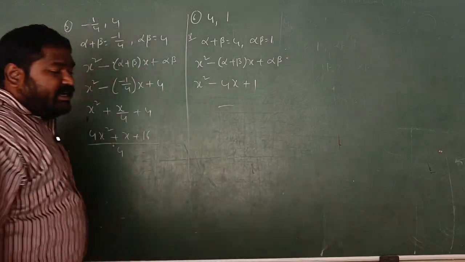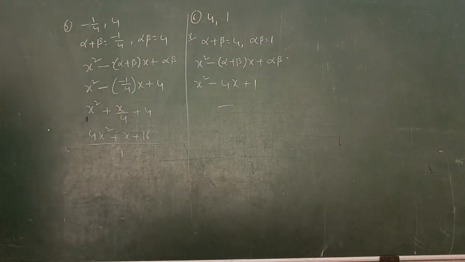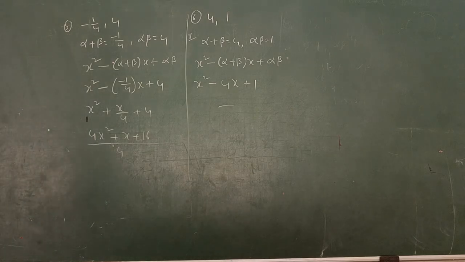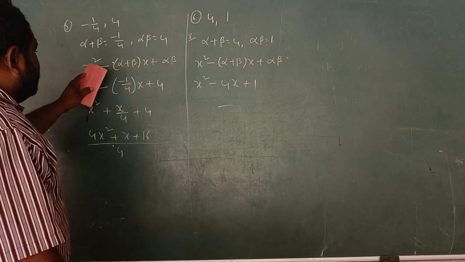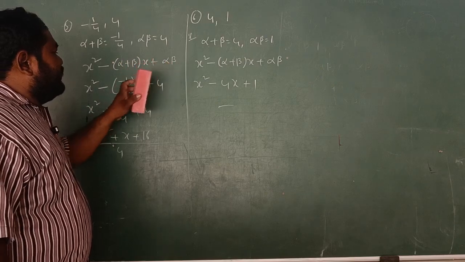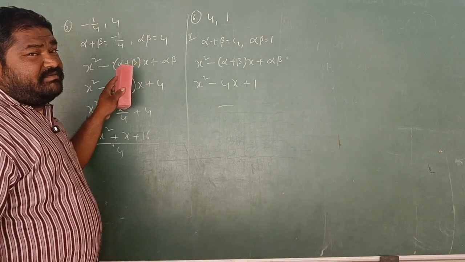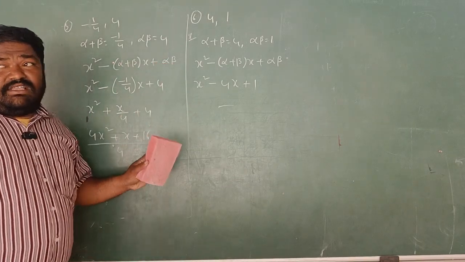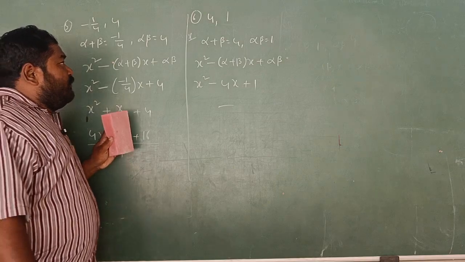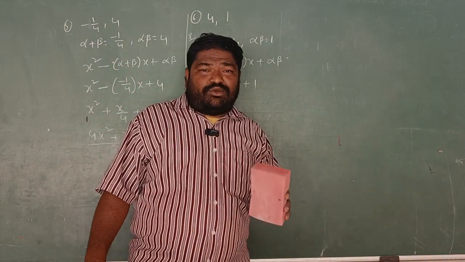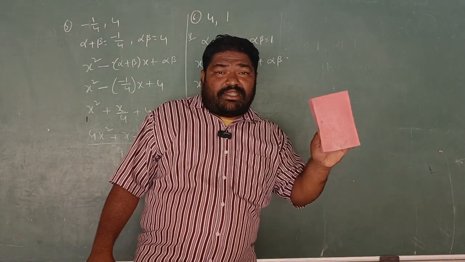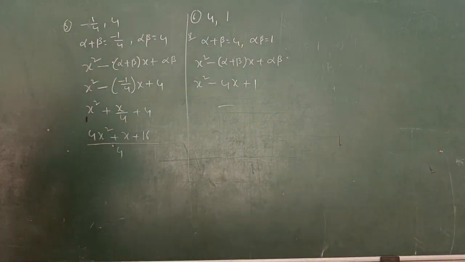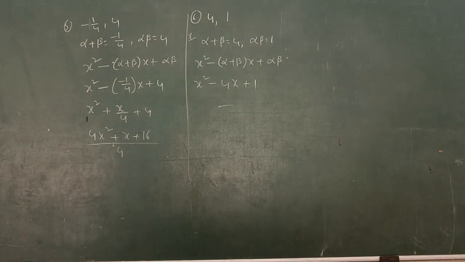This is the required quadratic polynomial when the sum of the zeros and the product of the zeros are given. The required quadratic polynomial is the same for all: x square minus alpha plus beta into x plus alpha beta. Here alpha plus beta stands for the sum of the zeros, and alpha into beta stands for the product of the zeros. With this we completed exercise 2.2, Roman number 2, in the case of sum of the zeros and product of the zeros.